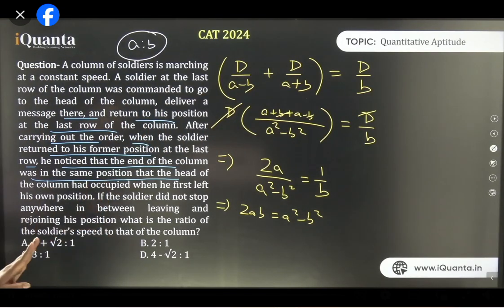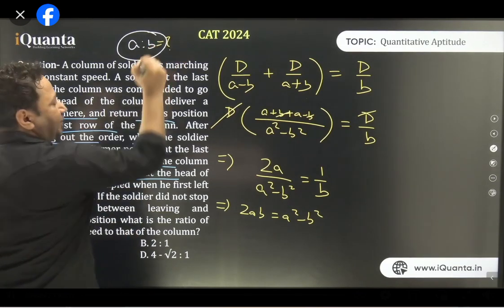Right? One thing remember, what do we have to find? What do we have to find? Anyone? Do not forget that. In the scheme of things, don't forget what we have to find. We have to find A upon B, right?